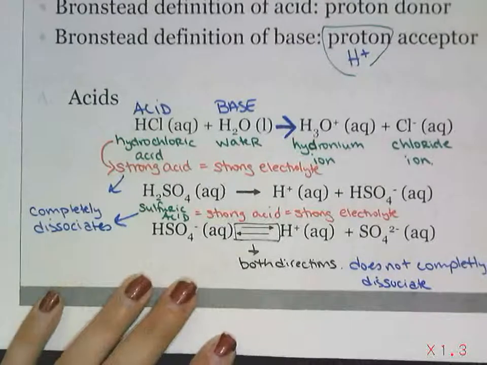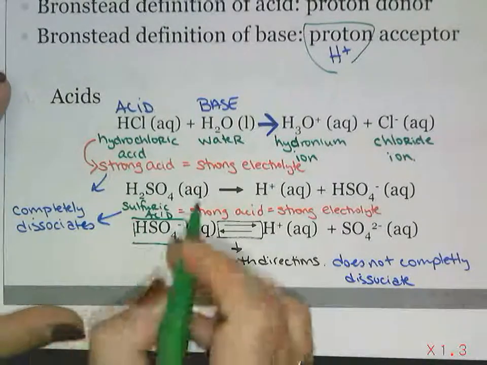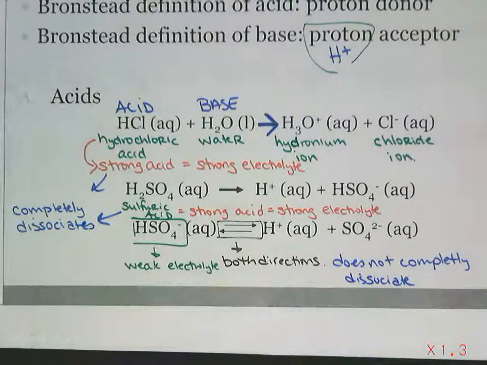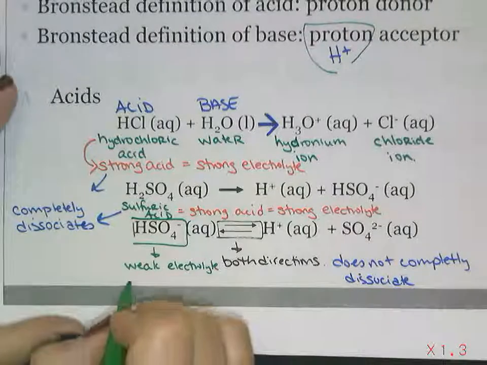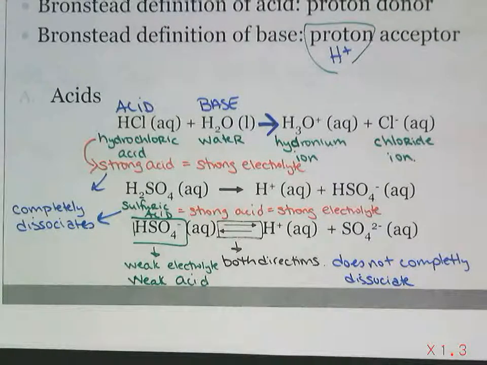All right, so if it does not completely dissociate, is this a strong electrolyte or a weak electrolyte? This now is a weak electrolyte. If it's a weak electrolyte, is it a weak base or a strong base, or a weak acid or a strong acid? It's also a weak acid. So our acids are going to fall into 2 categories, strong acids and weak acids. And strong acids completely dissociate, they're strong electrolytes. And weak acids don't completely dissociate, right? They're weak electrolytes. That'll help us make some predictions about products.